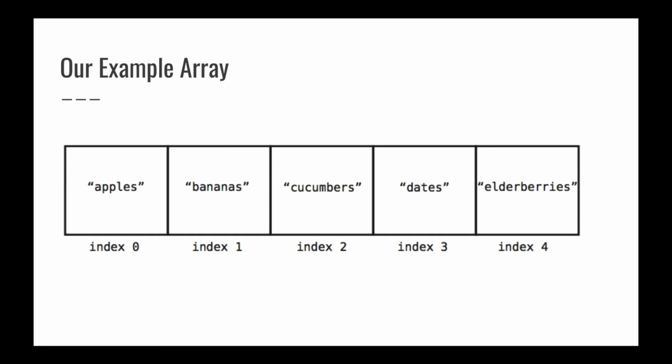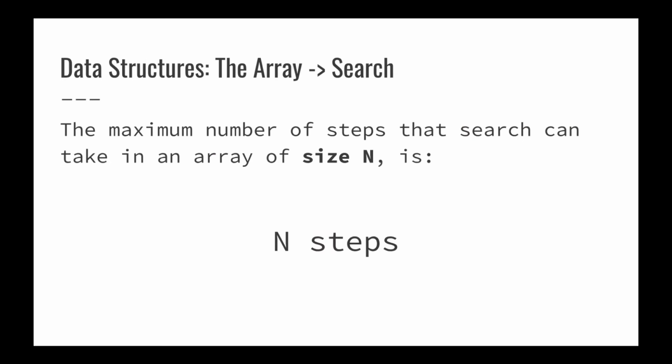Likewise, if the computer was looking for figs, which is not contained within this array, it would take it 5 whole steps searching through each cell in the array in order to eventually determine that, hey, figs aren't actually within this array. If we want to say it in a fancy way, we can say that the maximum number of steps that searching for something can take in an array of size n is n steps. So the size of an array is simply the number of items within it.